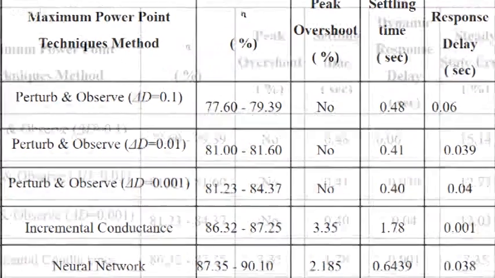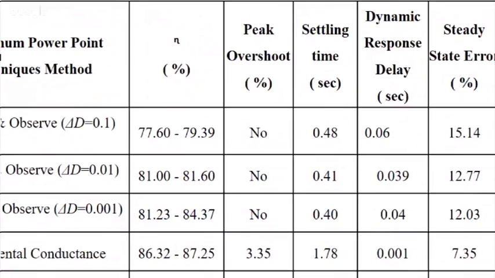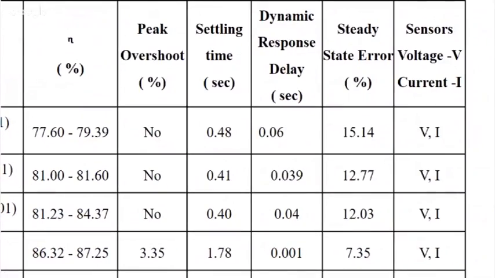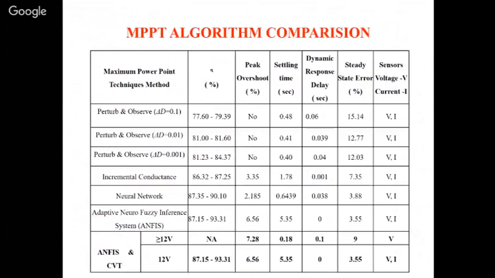Then we saw whether the peak overshoot is there or not, settling time, the dynamic delay, steady state error, and how many sensors are required here. So these things were noted. Here you can see we carried out the same experimentation with incremental conductance method, then with the neural network, then adaptive neurofuzzy inference system, ANFIS. For the neural network and ANFIS, we took the data from the incremental conductance method itself, that is, what is the voltage, what is the current, and what is the duty cycle. We trained our neural network and ANFIS with the same data, and we saw the output. And ANFIS, adaptive neurofuzzy, was giving me a better result.